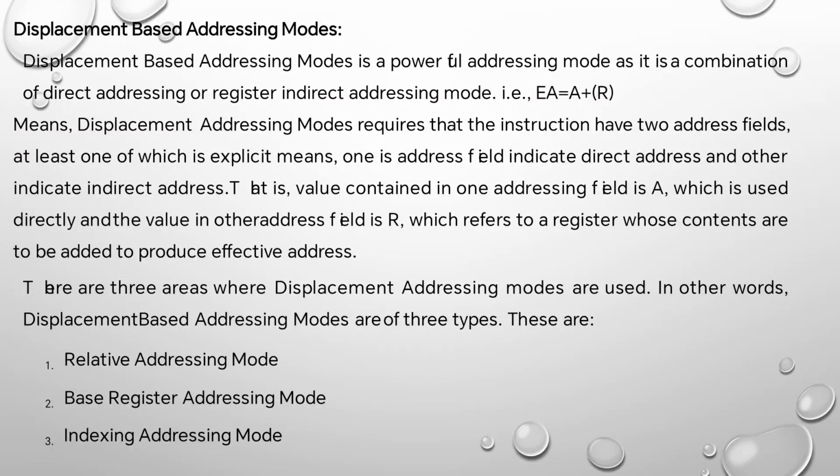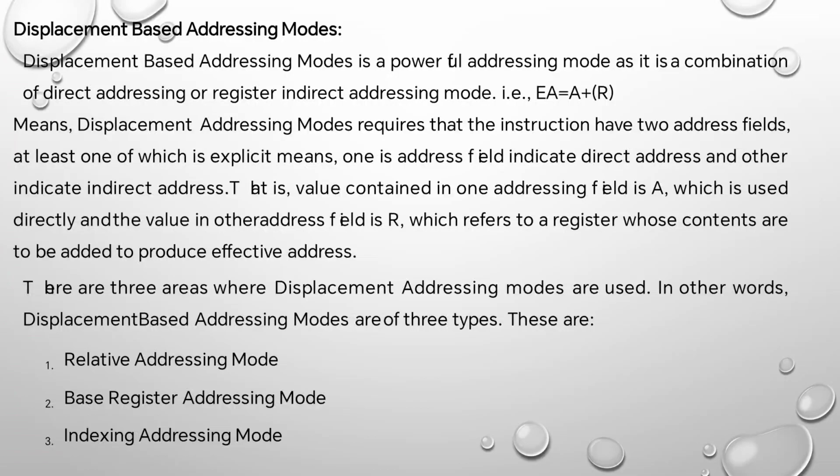Displacement based addressing mode. Displacement based addressing mode is a powerful addressing mode as it is a combination of direct addressing and register indirect addressing mode. That is, effective address is equal to A plus R. It means displacement addressing mode requires that the instruction have two address fields, at least one of which is explicit, meaning one address field indicates a direct address and the other indicates an indirect address.